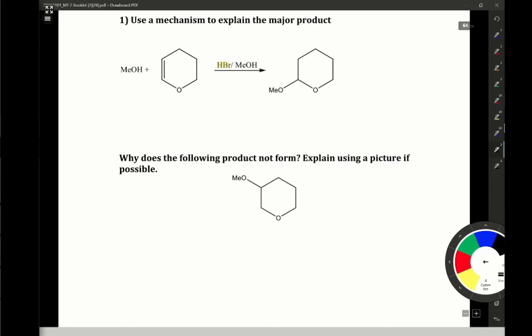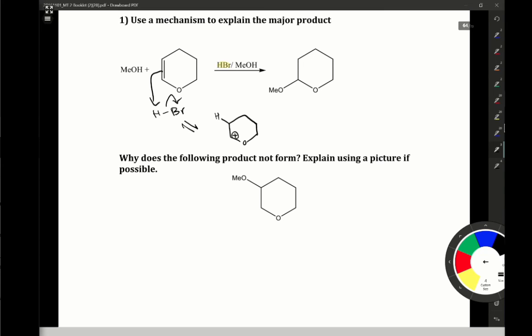So let's look at what could happen. We know we're probably grabbing a proton here from our acid. I'm going to start getting in the habit of drawing these equilibrium symbols. So where's our carbocation going to be? It's going to be on the most stable one. It's going to be next to that oxygen. That oxygen has some electrons. It can help stabilize it. That was in the resonance chapter, so I won't go over that again. So we end up with the carbocation right there.